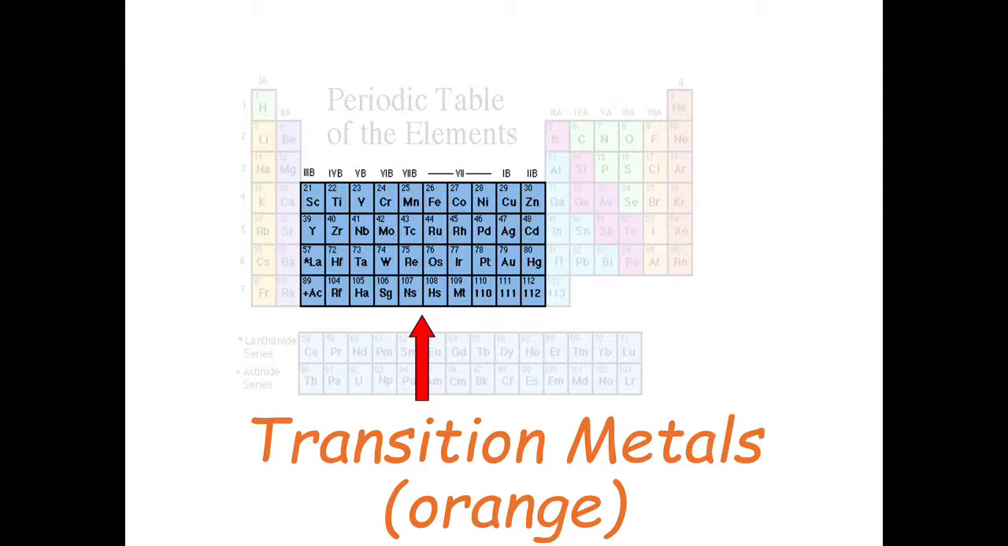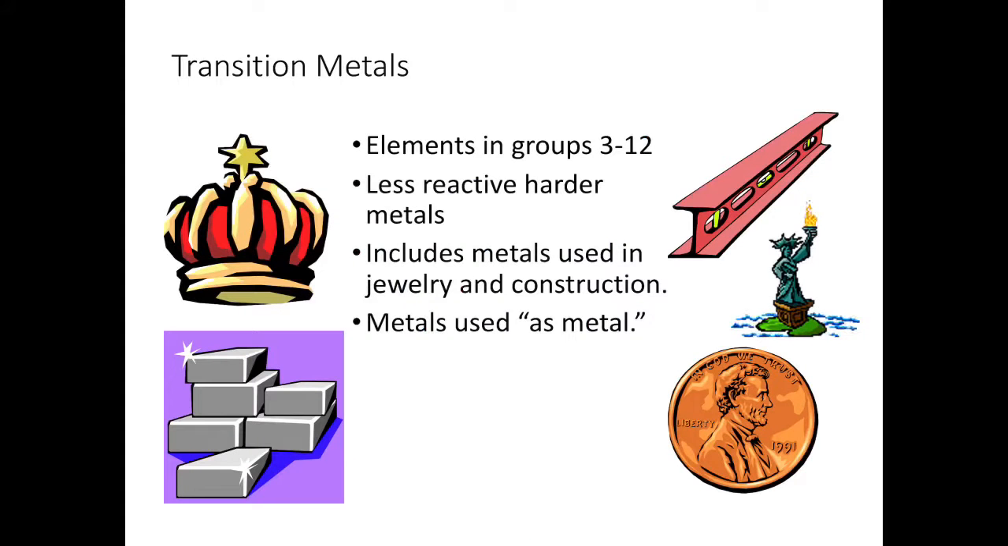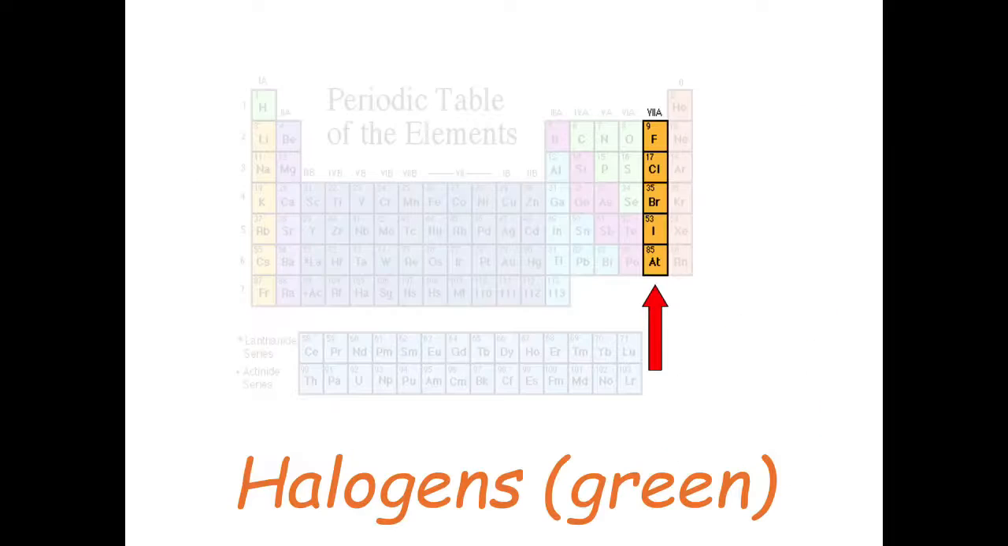The middle section are all called the transition metals. So these are groups 3 through 12 that have very similar chemical and physical properties. They are less reactive than groups 1 and 2, but they are harder than groups 1 and 2. They include metals that we use in jewelry and metals that we use in construction. Usually, if you think of a metal, that's probably going to be a transition metal. So any of the copper, silver, gold included, any of the normal metals that you're going to think about are these transition metals.